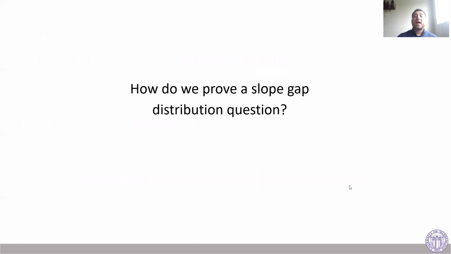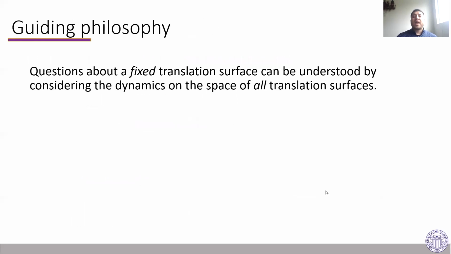Now in the next piece, I want to walk us through one key element of how we prove a slope gap distribution result. The guiding philosophy is the following: questions about a fixed translation surface can often be understood by considering the dynamics on the space of all translation surfaces.